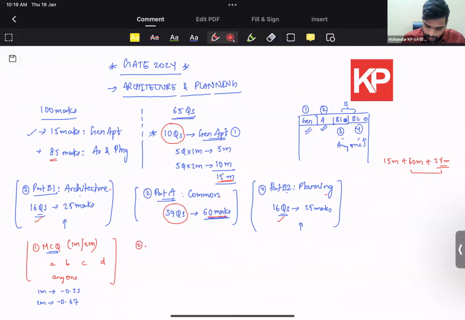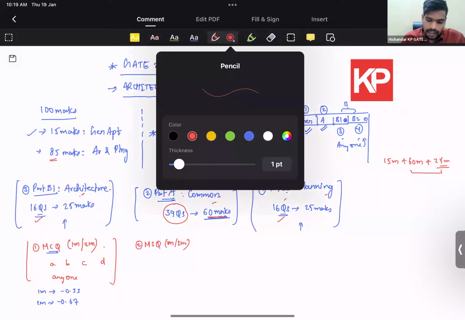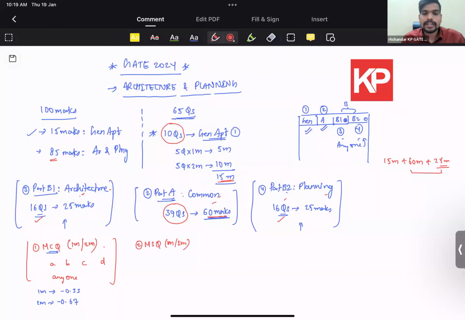Number two is the multiple select question. These can also be for 1 mark or for 2 marks. And you can find these questions in any part, in part A, part B1, part B2. You can find it in any part. Generally, in the general aptitude part, only MCQ questions have been asked in the last 2 years, but there's no such rule that you will get only MCQ questions. Even in general aptitude, you can get any pattern. As per the GATE official brochure, they clearly mention that all these 3 patterns can be asked in any section.